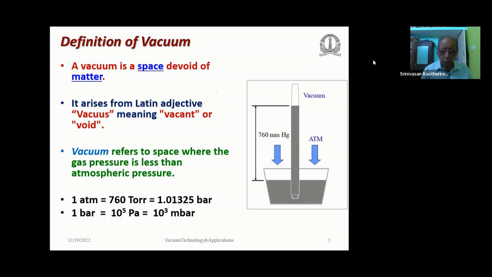Or it's also equivalent to 10 to the power 5 Pascal. You know what is Pascal? Pascal is Newton per meter square. 1 Newton per meter square is Pascal. Okay. So 10 to the power 5 Pascal is 1 bar.